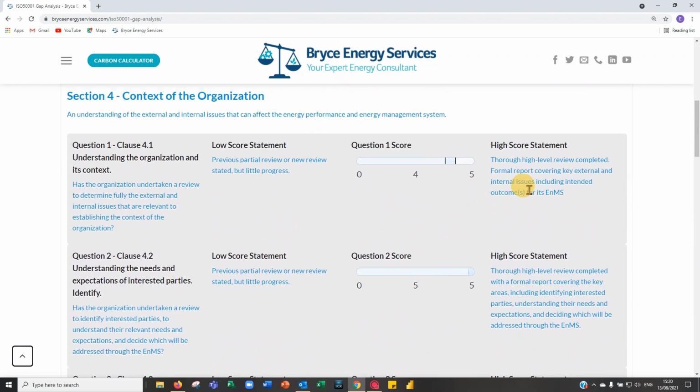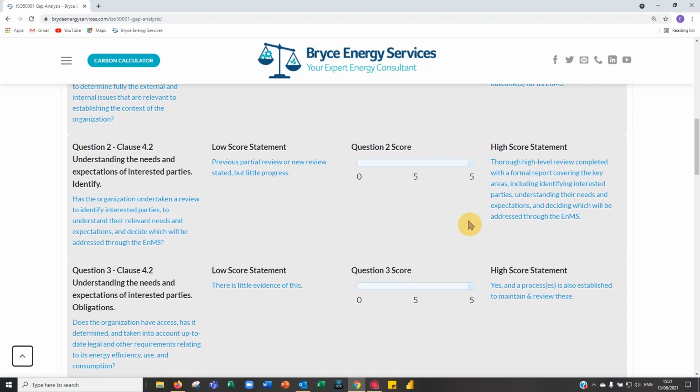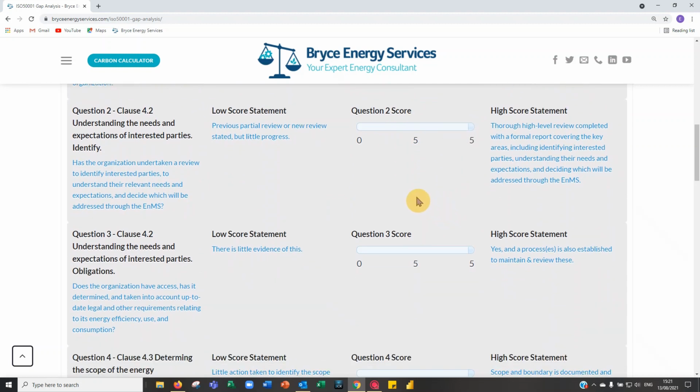And just to give you a bit of insight, a low score statement: previous partial review or new review started but little progress. High score: thorough high level review completed, formal report covering key external and internal issues, including intended outcomes for its energy management system. So that gives you an idea of what 0 should be and what a 5 should be. And that's repeated all the way down through. So next question.